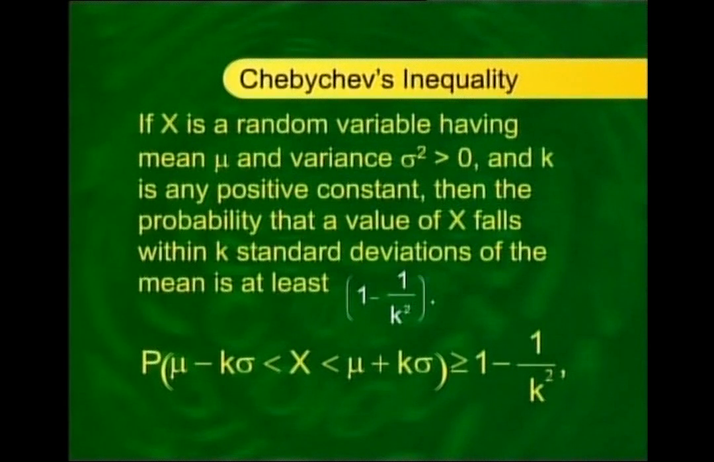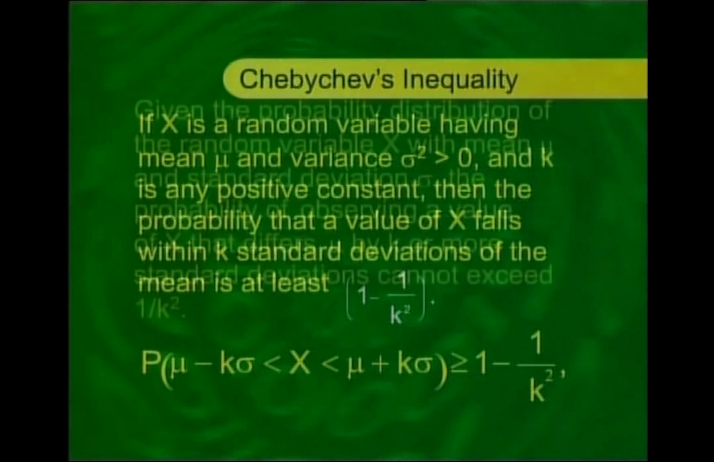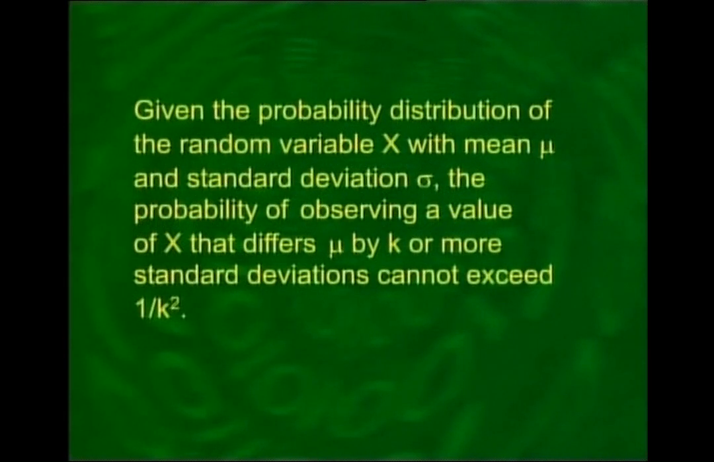Stated differently, Chebyshev's inequality is: given the probability distribution of the random variable x with mean mu and standard deviation sigma, the probability of observing a value of x that differs from mu by k or more standard deviations cannot exceed 1 over k square.